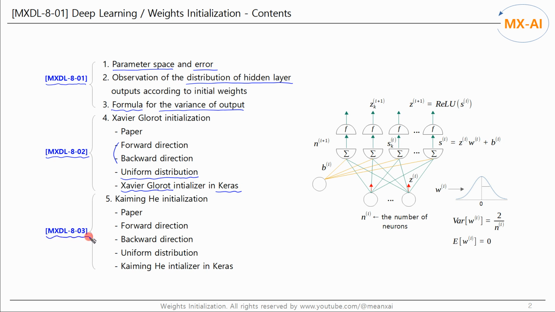In the third video, we'll look at the weight initialization method proposed by Kaiming He. As we did in the second video, we'll look at how to find the optimal variance through forward and backward propagation for normal and uniform distributions. And let's look at Kaiming He's weights initialization method using Keras.